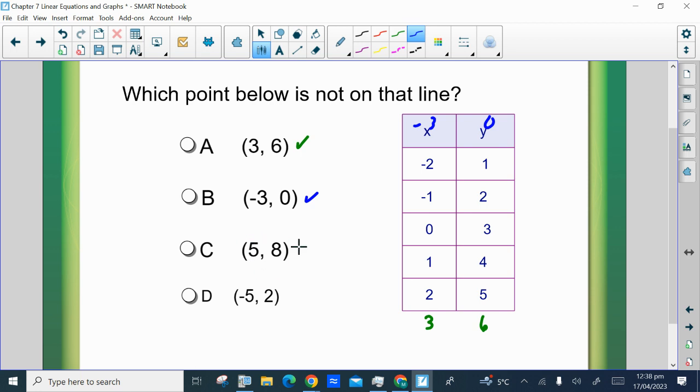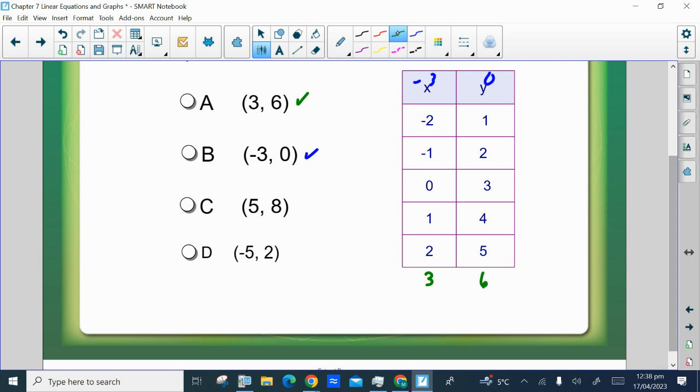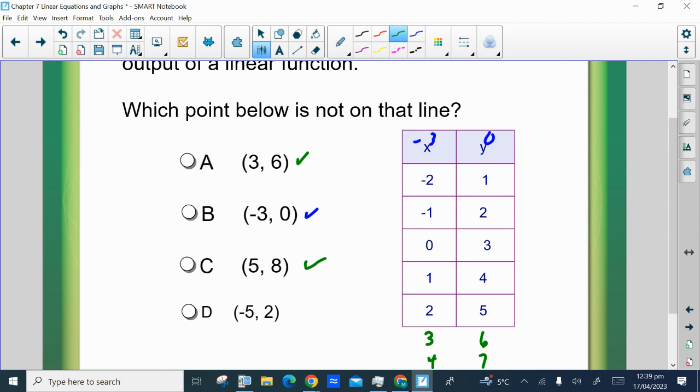The next one we have to look at is a point 5, 8. So if we continue the pattern down the list, as x increases by 1, y increases by 1. Sorry, I put the wrong x number there. It should have been 4. As x increases by 1, y increases by 1. The point 5, 8 is on the table, is part of that relation. So our only answer could be the point negative 5, negative 2.